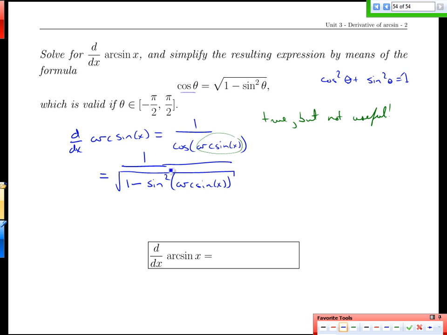Now why is that any better? Well, before we had cos of arcsine. That wasn't very helpful. Sine of arcsine is very helpful, especially when we remember that the squared could just as easily be written as the entire thing squared. So sine of arcsine of x is actually where we started all of this.